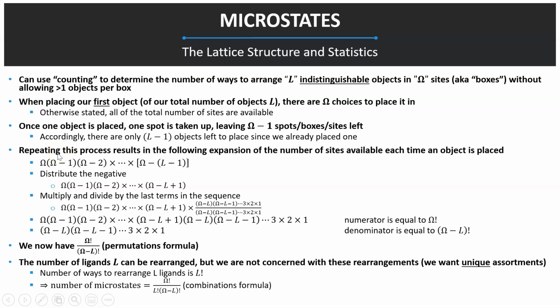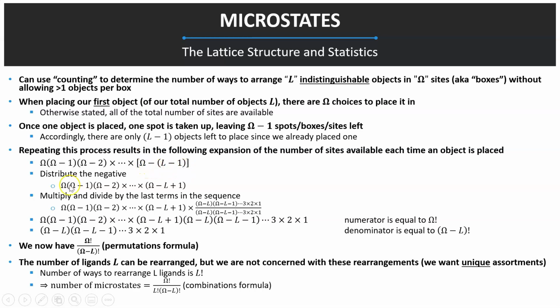This means that initially we have some number of spots omega, then we have omega minus 1 spots, then omega minus 2, omega minus 3, and so on. This continues until we have placed all of our ligands. Here we have stopped at one term before all the ligands are placed, as shown by omega minus L minus 1.